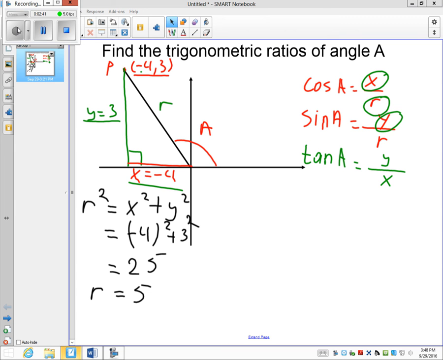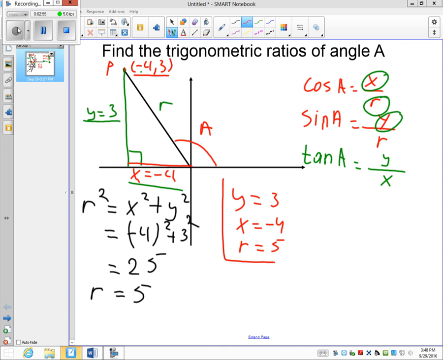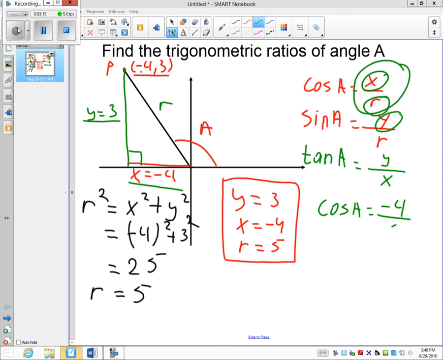So now I have all the required information. I have y equals 3, I have x equals -4, and I just figured out that r is 5. I'm going to use all this information now to plug into each ratio. Let's start with cosine, since we started with cosine there. Cosine of angle A equals x over r. x is -4, r is 5.